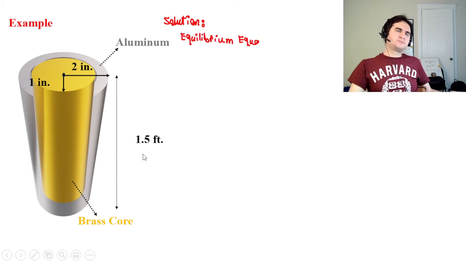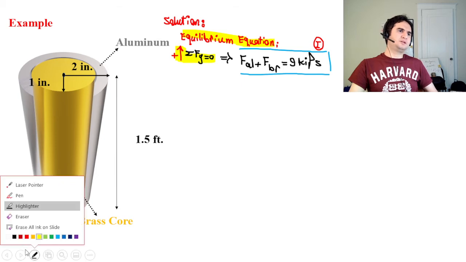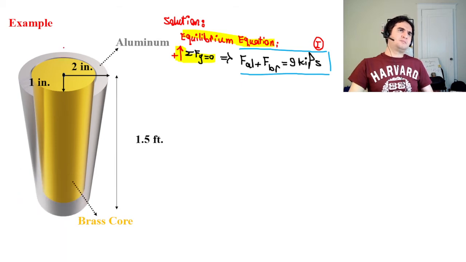Solution. So first of all, we need to develop the equilibrium equation for forces, sigma Fy equal to 0. In that case, the internal forces of the brass and the outer part should counteract the 9 kilopound axial force which is applied to the cap.